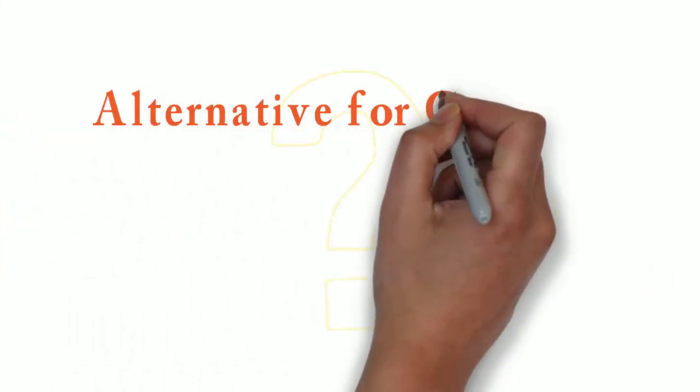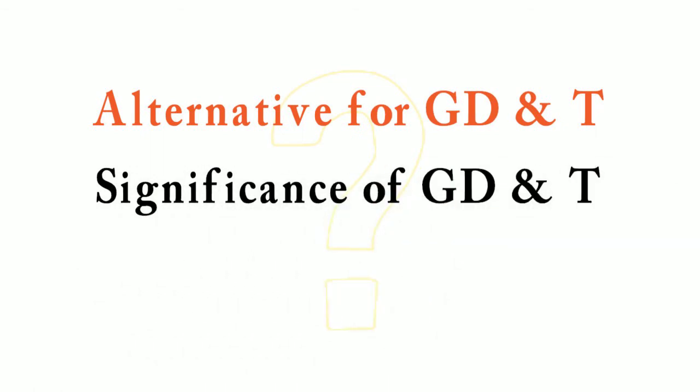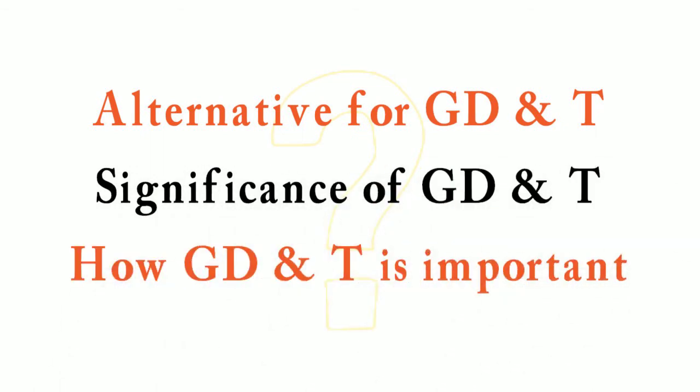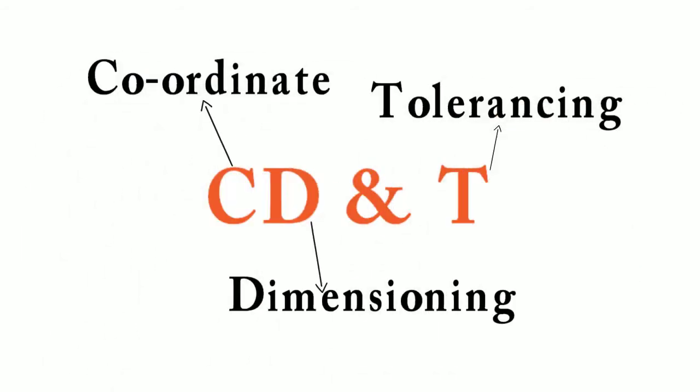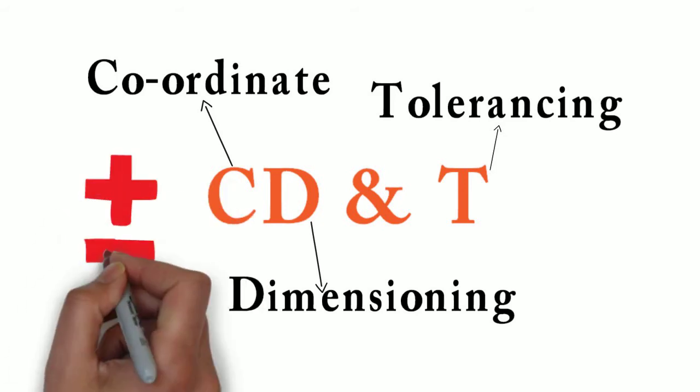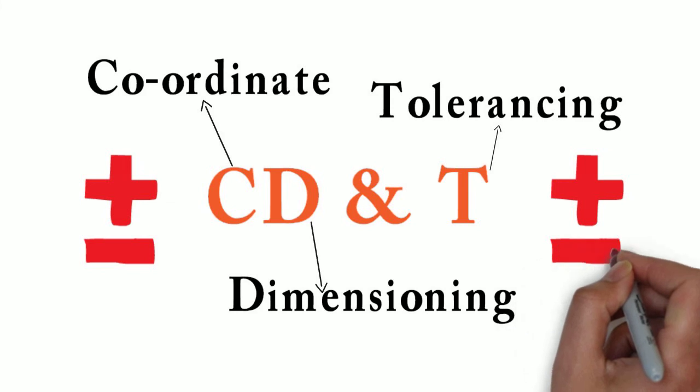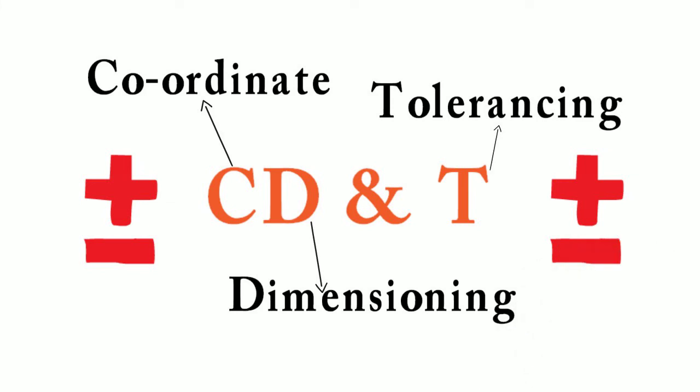So now the question comes, is there any alternative for GD&T? What is the significance of GD&T over the others, and how is GD&T important? Yes, there is an alternative for GD&T, which is CD&T. CD&T stands for Coordinate Dimensioning and Tolerancing. In Coordinate Dimensioning and Tolerancing, we simply use plus or minus tolerance in dimensions, meaning anyone can easily understand these dimensions and tolerancing. But there are certain drawbacks of CD&T which lead to the formation of GD&T.